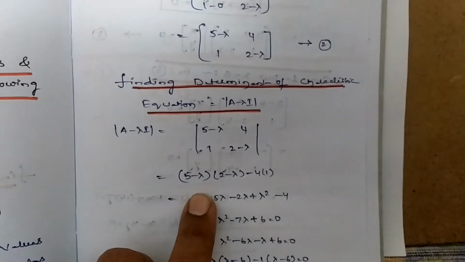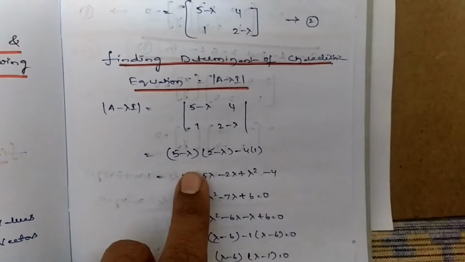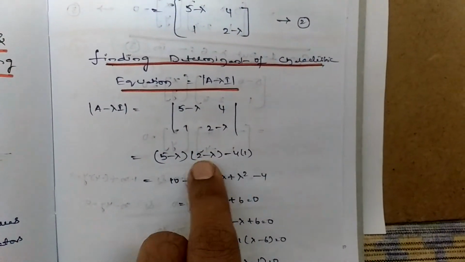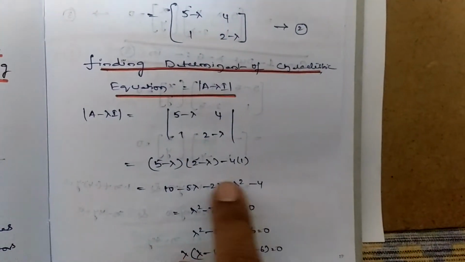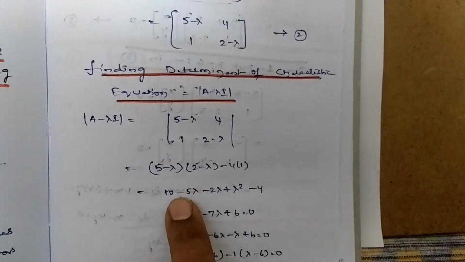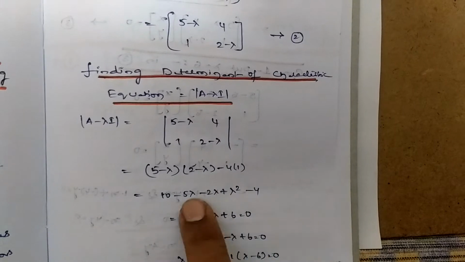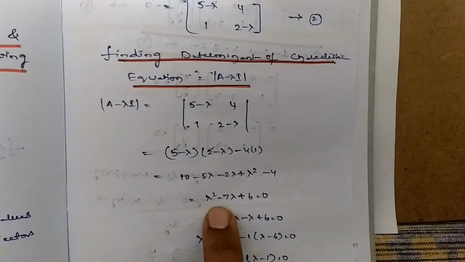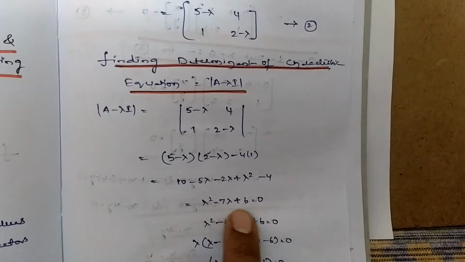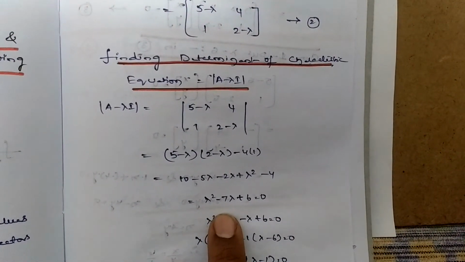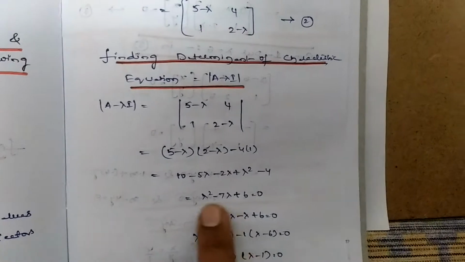Okay, after taking the determinant, see here how we can get: (5 minus lambda) into (2 minus lambda) minus 4 into 1. Simplify this: 5 into 2 minus 5 into lambda. So you will get a quadratic equation like this. So this becomes lambda square minus 7 lambda plus 6 equal to 0. Then find the values of lambda. Nothing but take the factors of the given equation.